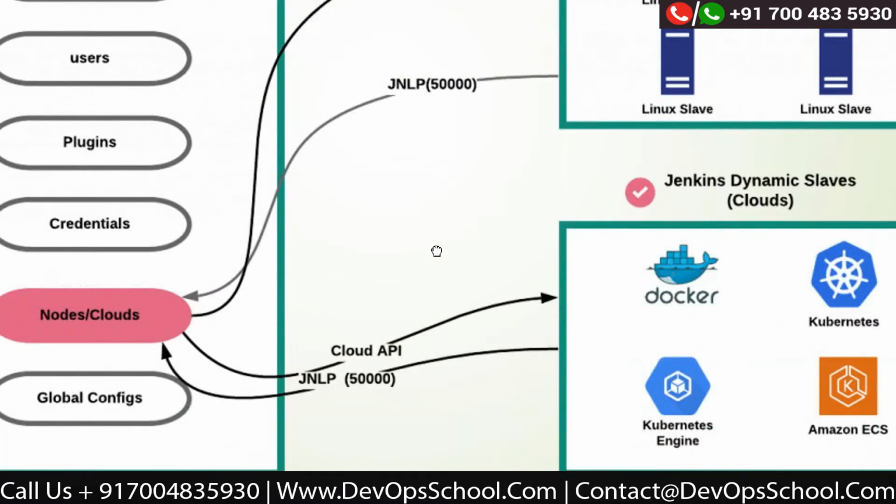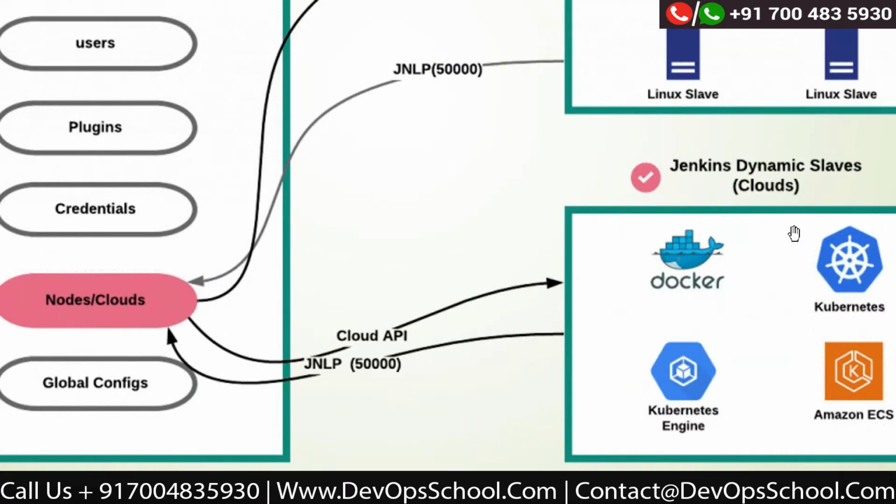Recently, it's possible to use cloud APIs if you're talking about cloud slaves. And for APIs, we know what protocol it uses. It works on the REST protocol, which is HTTPS based. And JNLP is possible for dynamic slaves as well.